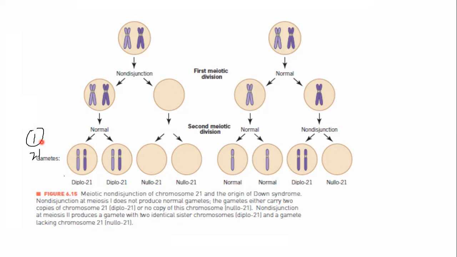जबकि वो ऑफस्प्रिंग जिसमें तीन कॉपीज क्रोमोसोम 21 की प्रेजेंट होंगी, उसमें ट्राइसोमी की कंडीशन है और वो डाउन सिंड्रोम से अफेक्टेड है. सो आपके पास 50% इंडिविजुअल यहाँ पे ट्राइसोमी कंडीशन के साथ और 50% मोनोसोमिक कंडीशन के साथ प्रोड्यूस हो सकते हैं. Similarly, जब नॉन डिसजंक्शन मियोसिस टू में होती है तो 25% ऑफस्प्रिंग प्रोड्यूस हो सकते हैं विद ट्राइसोमिक कंडीशन एंड 25% ऑफस्प्रिंग्स आर विद मोनोसोमिक कंडीशन.